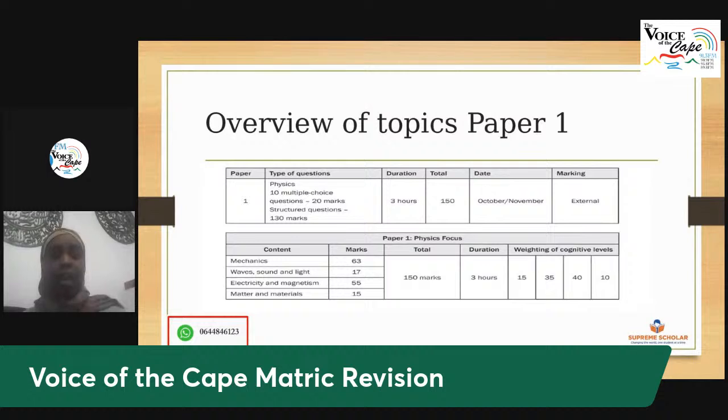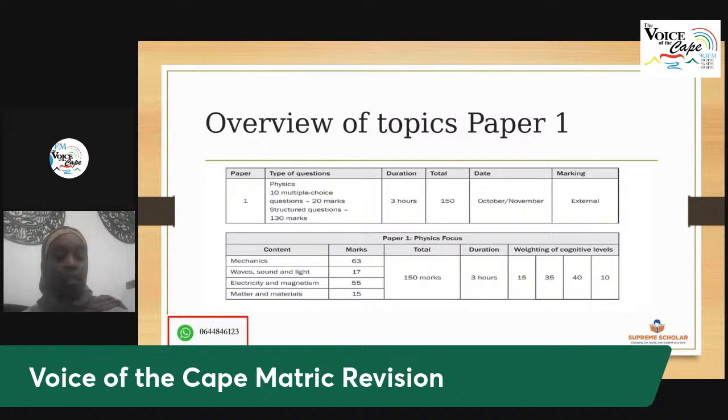Just quickly, an overview of the topics of Paper 1. The total marks for Paper 1 is 150 marks, and it's broken up into different categories. The biggest section of physics is mechanics, and it's a section that a lot of students struggle with. In these sessions and the coming sessions, inshallah, we're going to try to unpack it, and I'm going to teach you some tricks that I was taught back in high school that will help you navigate the different exam questions. Mechanics consists of Newton's laws, impulse and momentum, the work-energy theorem, and everything to do with mechanics.